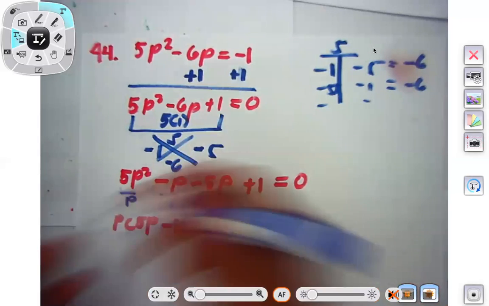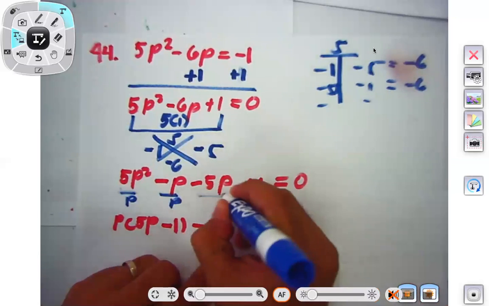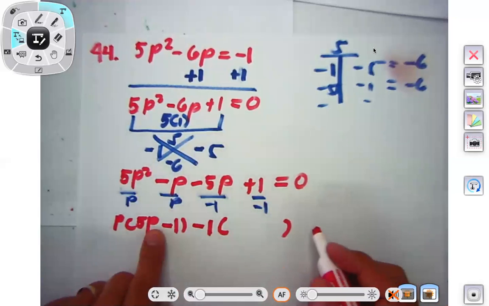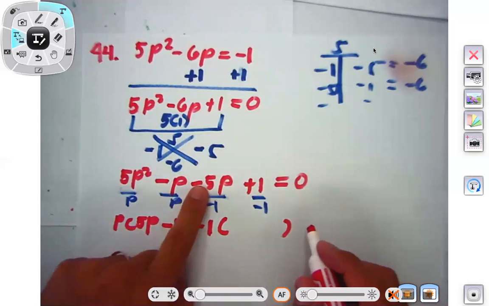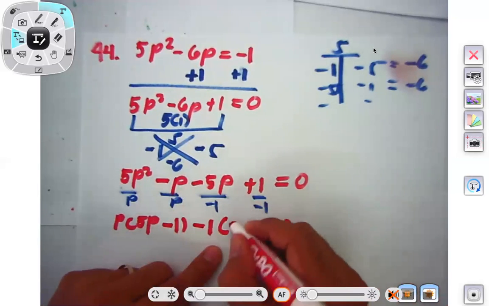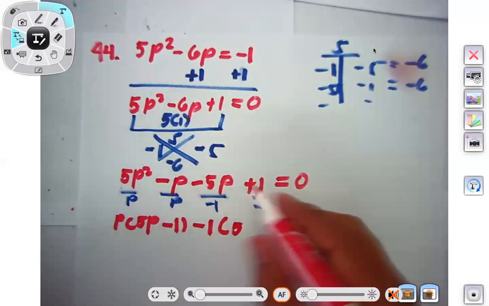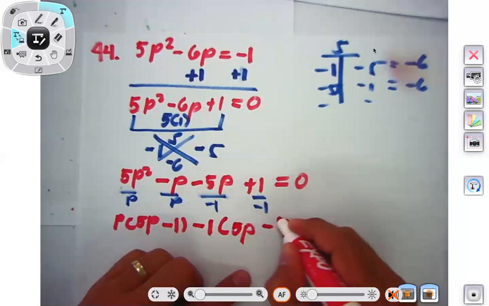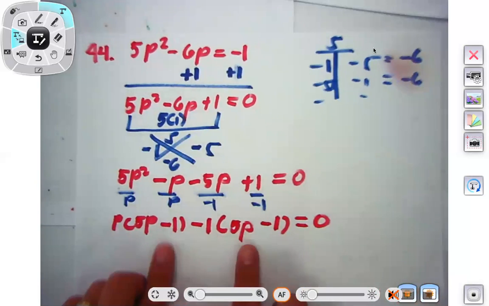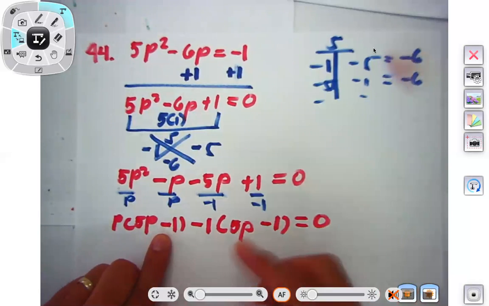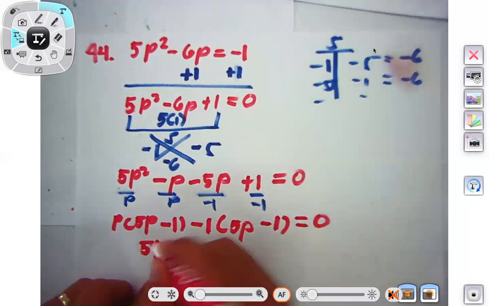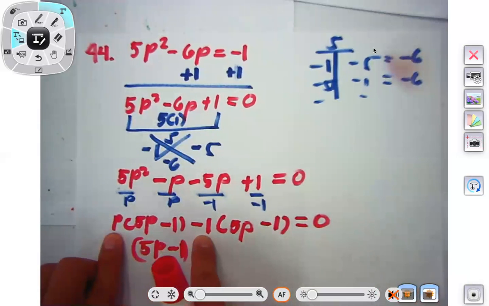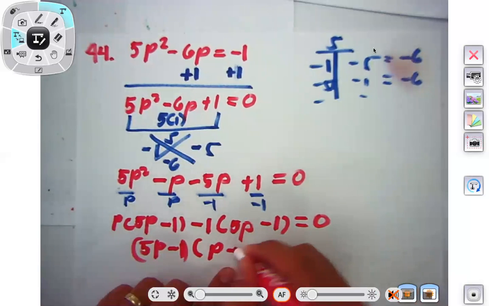So we divide by negative 1, so that we come up with the same binomial factor. Negative 5p divided by negative 1 is now positive 5p. And 1 divided by negative 1 is now negative 1, equal to 0. Notice that these are the same. So we have 5p minus 1, and this is p minus 1.